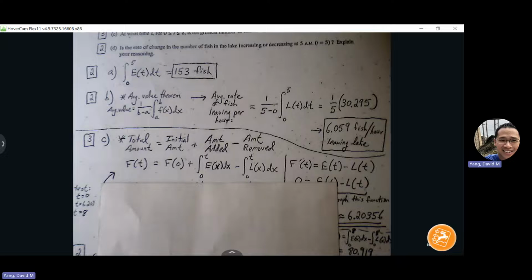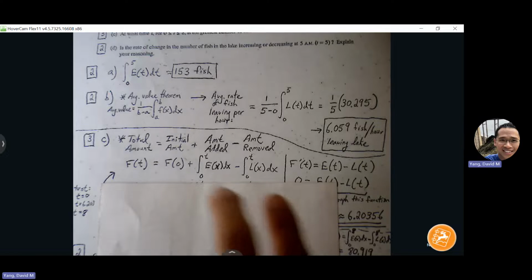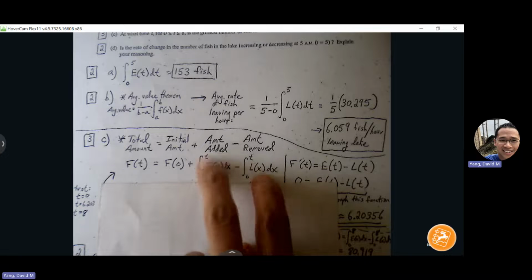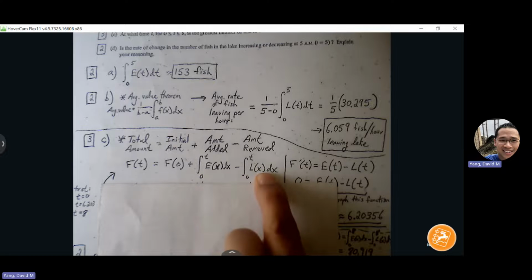So number of fish is f of 0, which in this case is 0. There doesn't happen to be any to begin with. And then if we take the integral of the rate at which fish is coming in, that'll tell us the number of fish that's entered the lake. And then the integral of L will give us the number of fish that's left the lake.